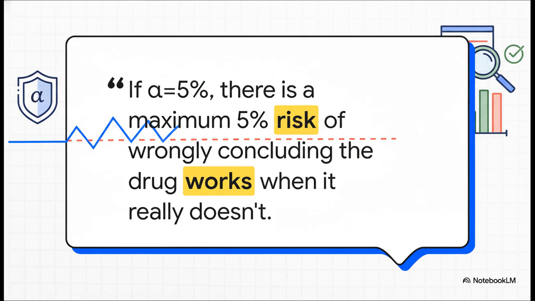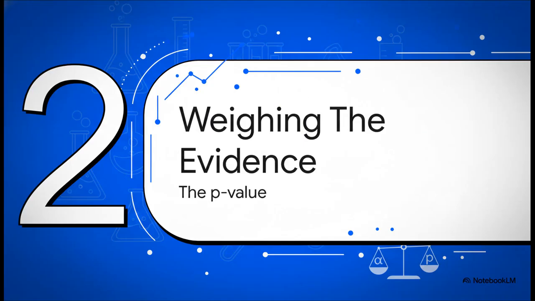So, bottom line for alpha, it's all about managing risk. By setting alpha, we're putting a hard ceiling on our chance of making one of those false positive mistakes. We've set our standard. Now, let's go get the evidence. And that brings us to our second key concept.